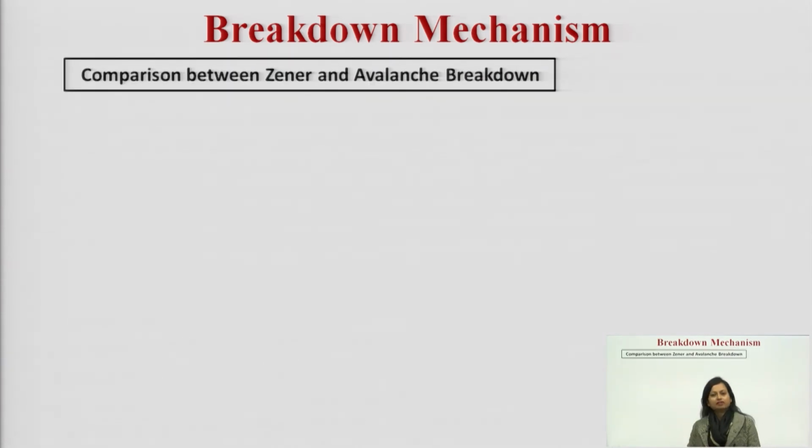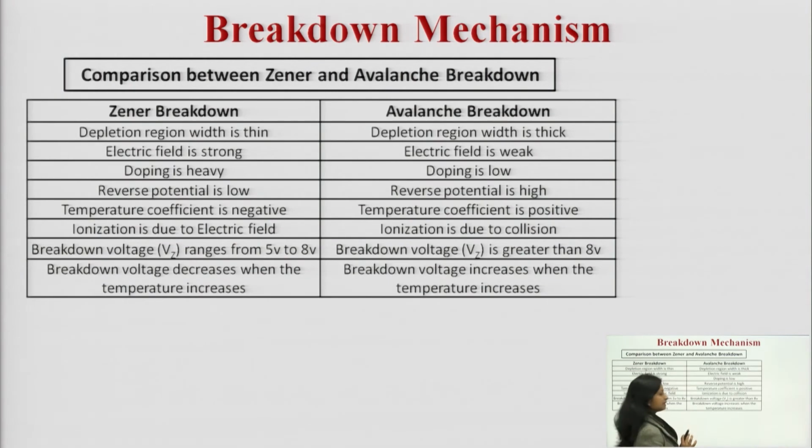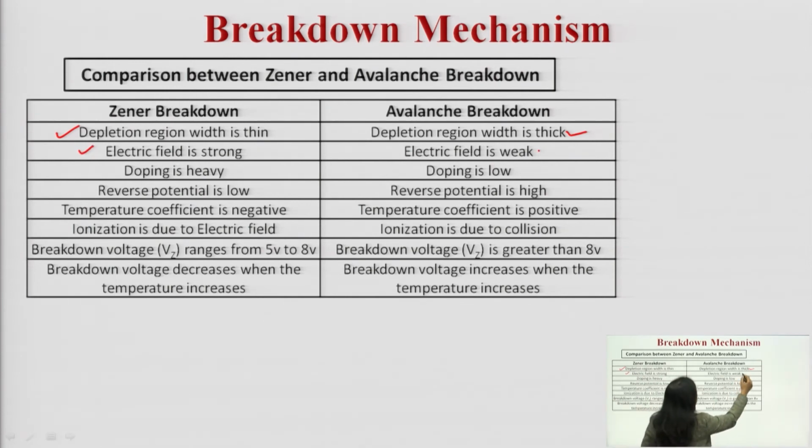Comparison between the Zener and avalanche. How to differentiate between these two? All the points are very simple. You can explain it very nicely. See, depletion width is thin in the case of a Zener diode. In the case of avalanche, this is thick. Here the electric field is strong. In the case of Zener breakdown, the electric field is weak here. Depletion region is thin, which means doping is heavy, while here doping is low. Here reverse potential is low, here reverse potential is high, because it occurs at more than 8 volt.